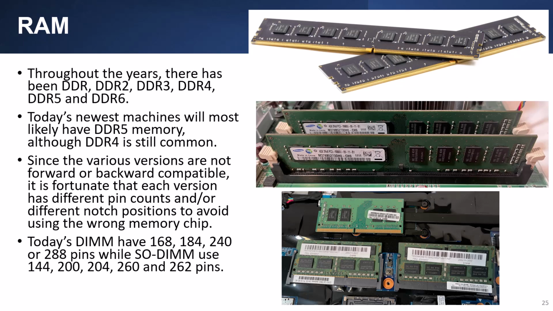Throughout the years, there have been DDR, DDR2, DDR3, DDR4, DDR5, and DDR6. Today's newest machines will most likely have DDR5 memory, although DDR4 is still common. Since the various versions are not forward or backward compatible, it's fortunate that each version has different pin counts and/or different notch positions to avoid using the wrong memory chip. Today's DIMMs have 168, 184, 240, or 288 pins, while SO-DIMMs use 144, 200, 204, 260, and 262 pins.